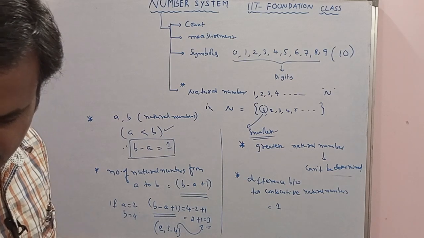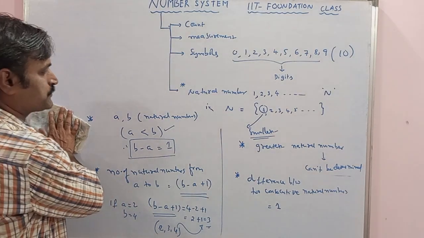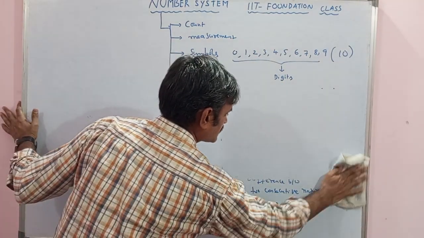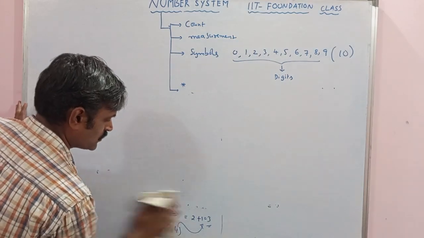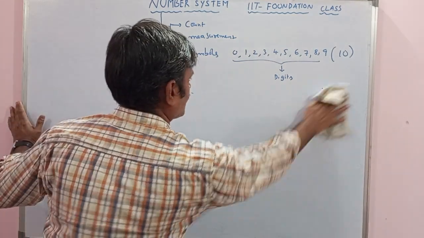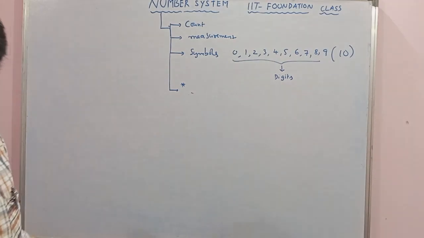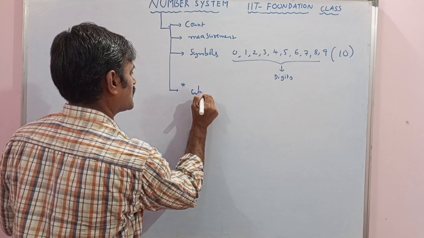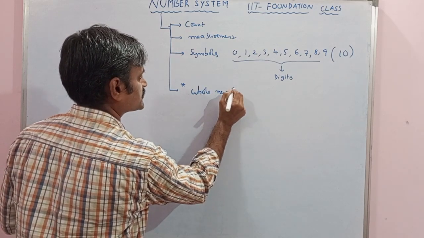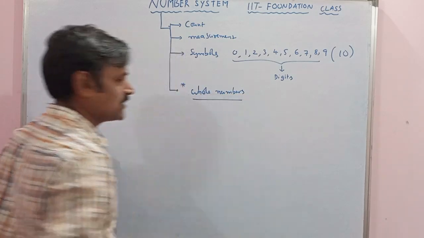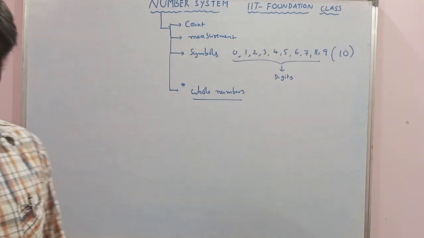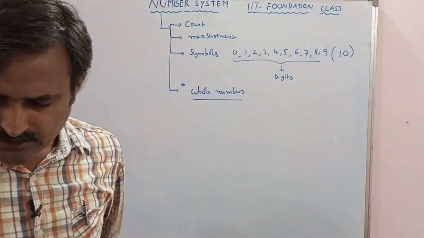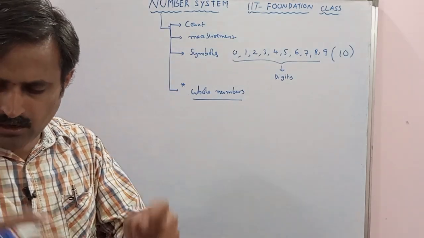Okay, we will move to the next point under discussion, that is whole numbers and integers. Next I would like to discuss the whole numbers. What are whole numbers? Natural numbers and whole numbers, is there any difference? Let us find out. The numbers along with zero are called whole numbers.